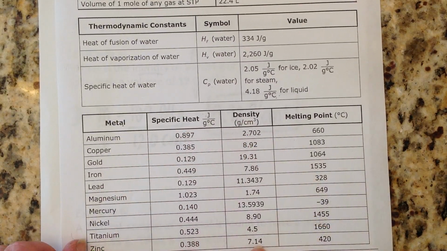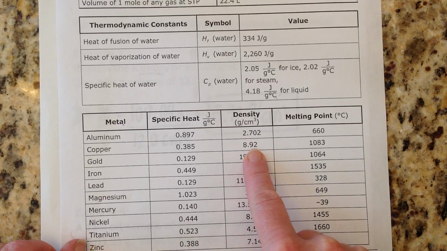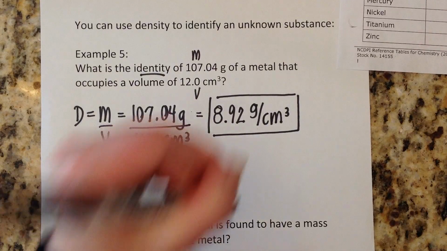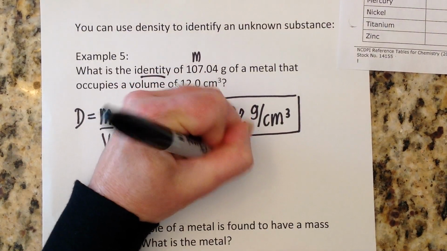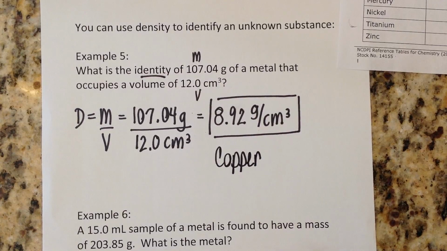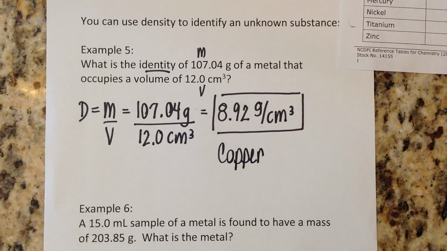Just peruse through the packet. That's close, but look here. 8.92 would be copper. So the identity of this metal is copper. So if they ask you for the identity, just remember, if I can find the density, I can look that up in the packet, and then I can tell you exactly what it is. That's really cool. And again, you can do that because density is a physical property of matter.